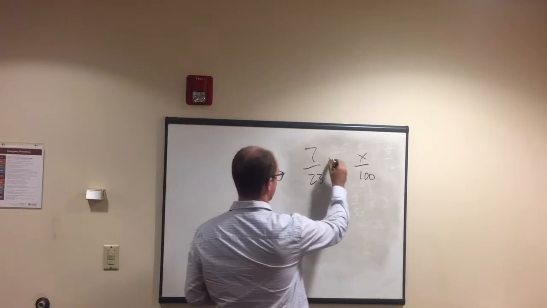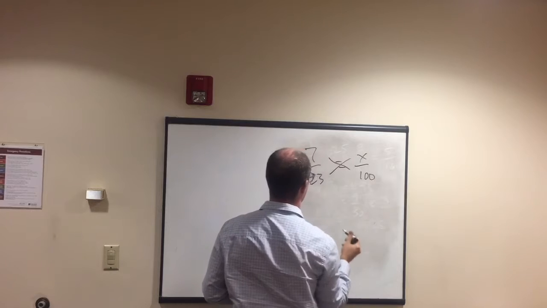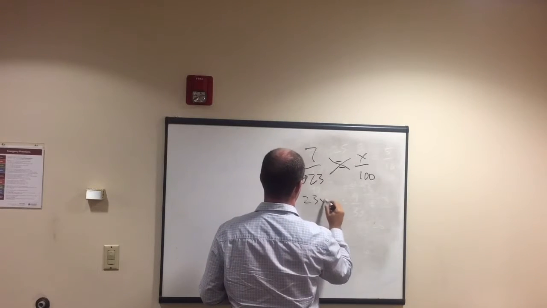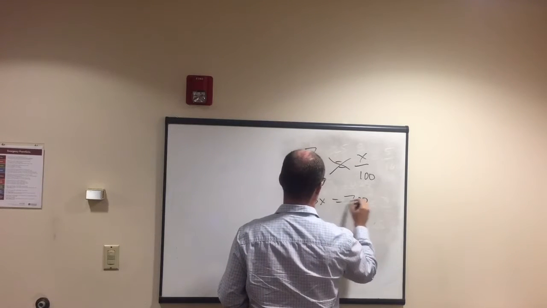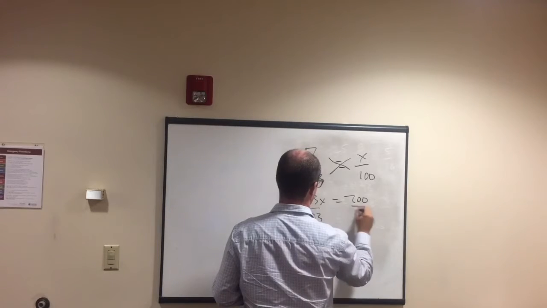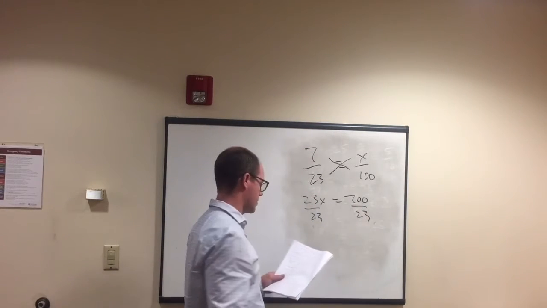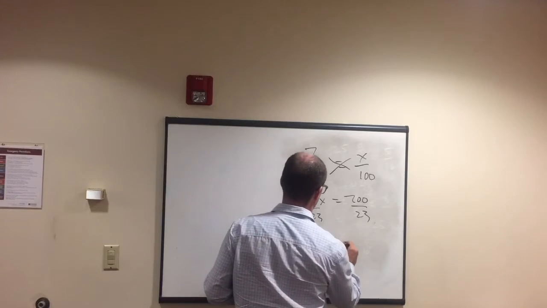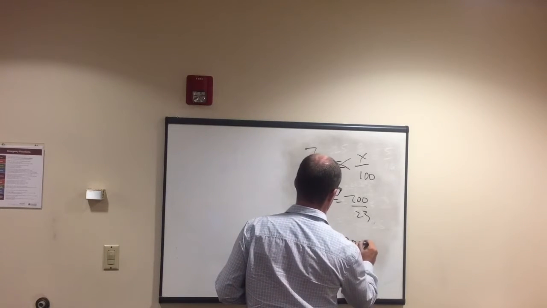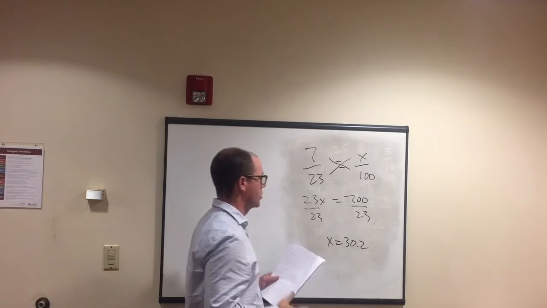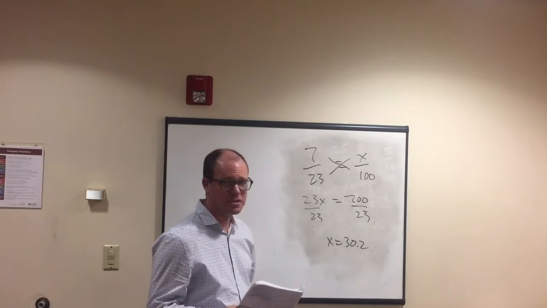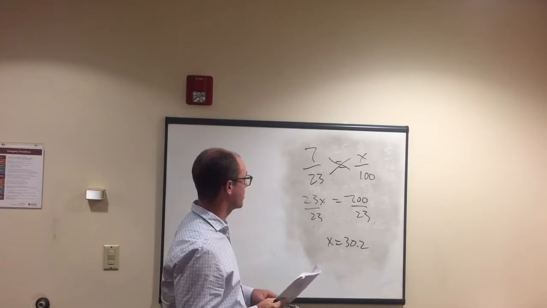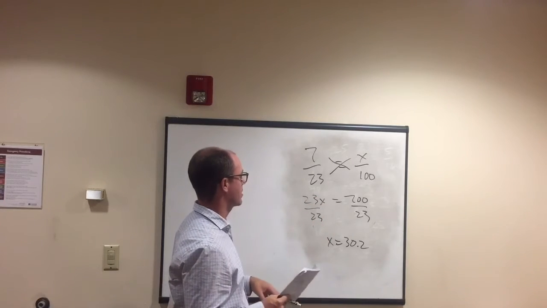But if you wanted to do this also, there's nothing wrong with it. 23x equals 700. Divide each side by 23, right? And x equals 30.2. But doing the estimation before you go about solving it is useful, because once you do this stuff, it's easy to make a mistake, right?